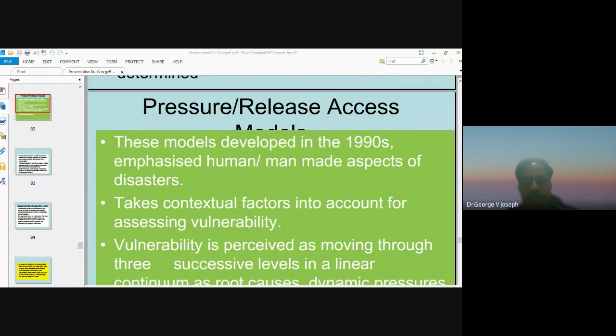So is it clear, this pressure and release model? Herein, three factors are taken into consideration: the root causes, the dynamic pressures, and the factors which are further contributing to the vulnerabilities. All this will be analyzed. Pressure and release model.